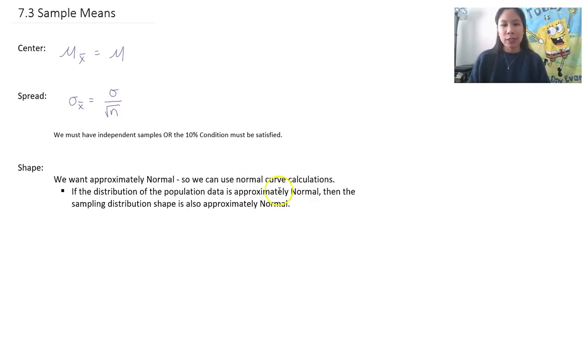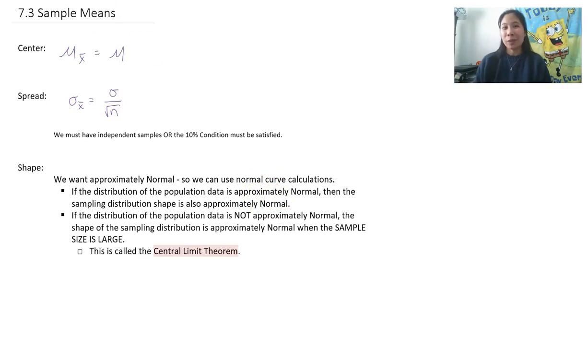It just has to be approximately normal. The way we would know this is the problem would have to tell you that the original data is approximately normal. That's how you'll know that your shape for the sampling distribution is also going to be approximately normal. Let's say our population data isn't approximately normal. If it's skewed or we don't even know, then there is a way to get our sampling distribution to be approximately normal. The method is called the central limit theorem.